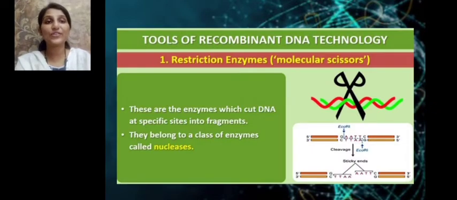So what are restriction enzymes or molecular scissors? These are the enzymes which cut DNA at specific sites into smaller fragments. So they are molecular scissors, which cut the DNA at specific sites. They do not cut it randomly. They cut at specific sites into smaller fragments. And they belong to the class of enzymes called nucleases.